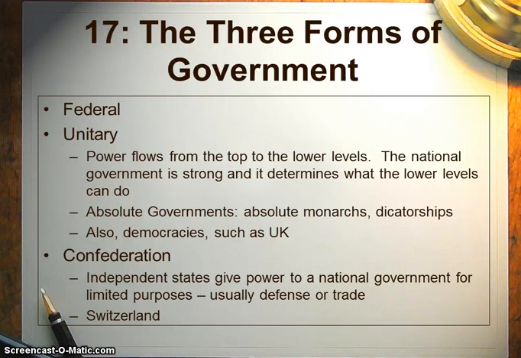So in a federal system, the power is shared between the levels of government, between the state governments and the national government. In a unitary government, power flows from the top level to the bottom levels. The national government is very strong, and it determines what the lower levels are able to do. Absolute governments, such as absolute monarchs and dictatorships, work in this way. Governments such as North Korea, China, and other absolute monarchies like Bahrain or Saudi Arabia, the monarch is mostly in control, and they determine how much the states and the people are able to do.